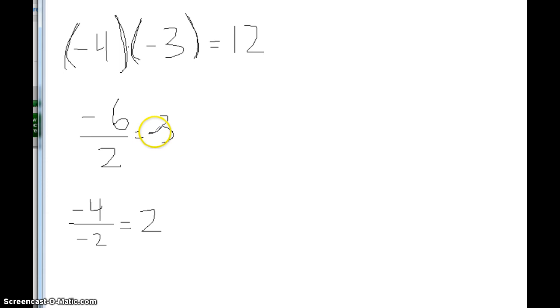All right, moving on. Here's a division, but there's just one negative sign, so our answer stays negative. -6 divided by 2 is -3. Here's division with two negatives, so they cancel out, and you would get a +2.